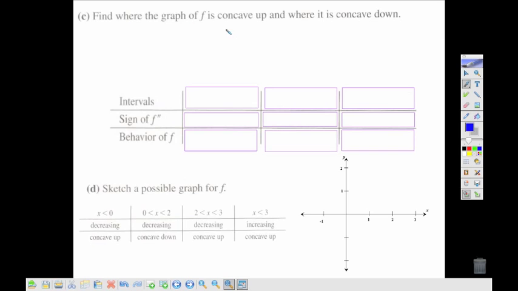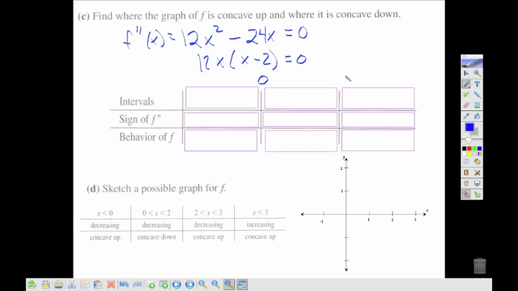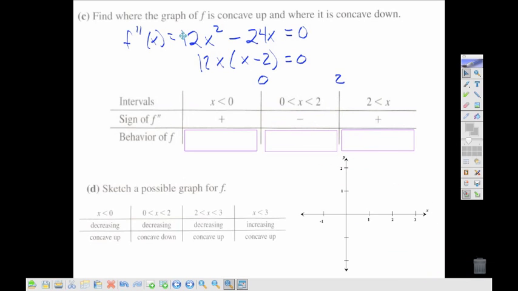Now if we want to find where it's concave up or concave down, we'll look at its second derivative. Again, we'll set that equal to 0, and we'll end up with 12x times x minus 2, which will give us x equals 0 and x equals 2. We'll use that to create our intervals, and then we'll check the sign of f double prime in each one of those intervals by plugging in values into our original f double prime up here. We want to look for our behavior then. Basically we're saying we're concave up, concave down, concave up. And then we sketch a possible graph for that.